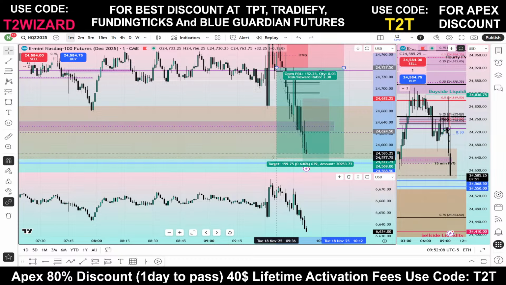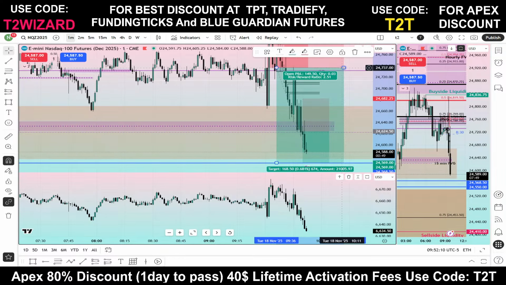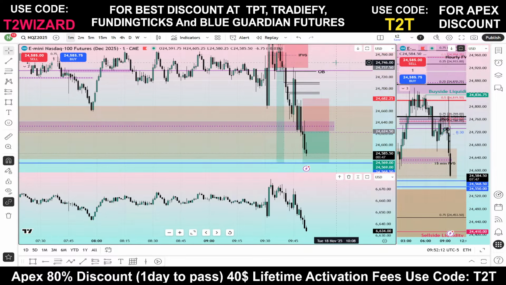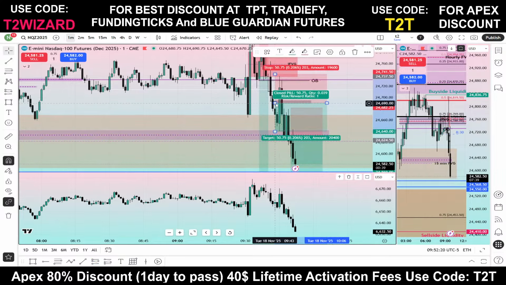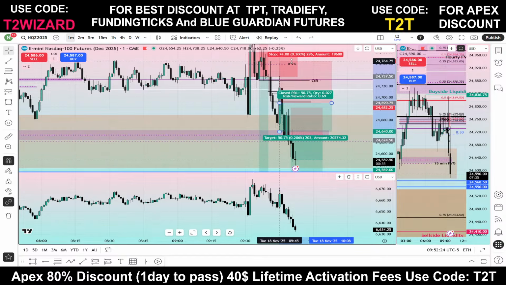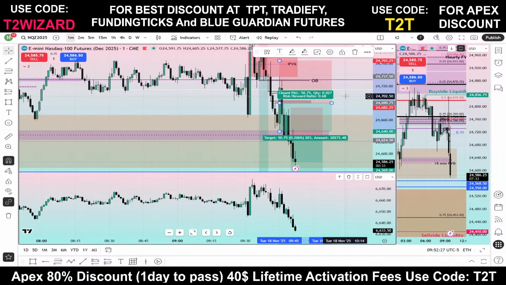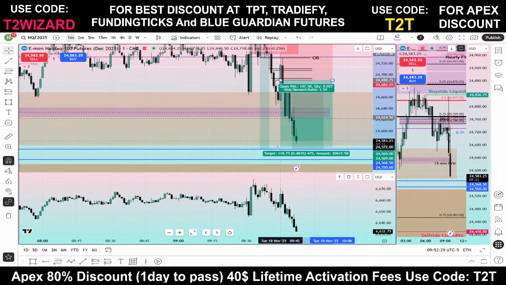The target is always the same here. That should be the first entry opportunity. Remember, the second entry opportunity is from this entry fair value gap, by putting your stop loss at the lowest logical level. This is the lowest logical level. Until where? Until this gap.